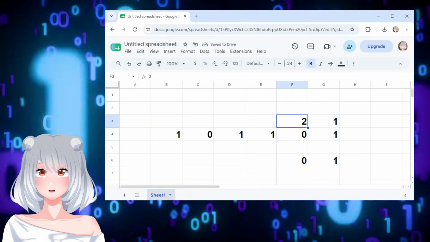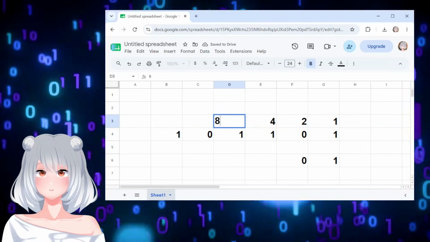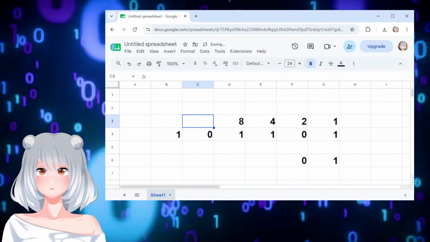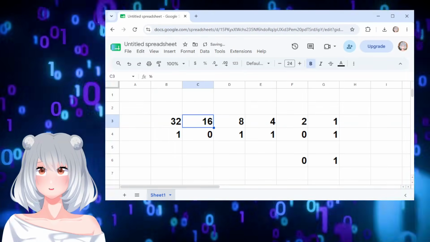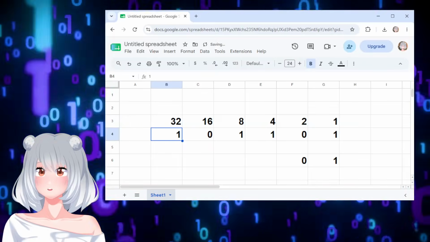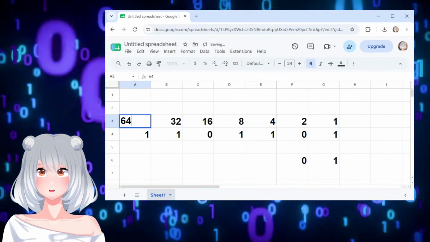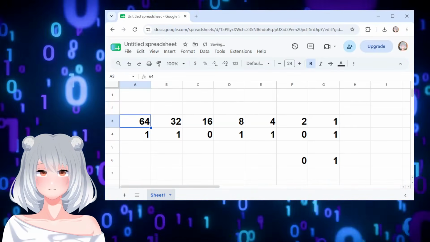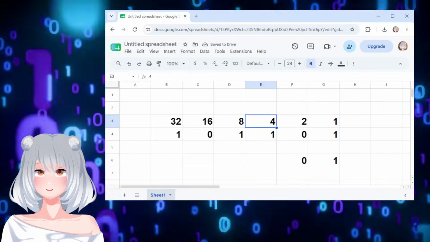So if we double 2, that becomes 4. And if we double 4, 8. When we double 8, we get 16. And when we double 16, we get 32. So if your binary number went on further, like if you have a 1 right here, it'd be 64. But we don't. We're going to keep this simple. Okay, so let's go back to where we left off.